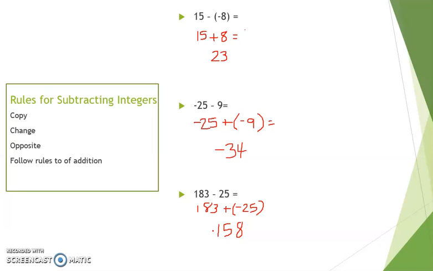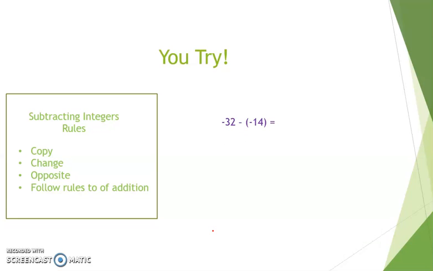If you are unfamiliar with absolute value, again, go back and watch our addition video and you will get an explanation of how to find the absolute value of a number. All right, you try. Pause this video and try this example, negative 32 minus a negative 14.